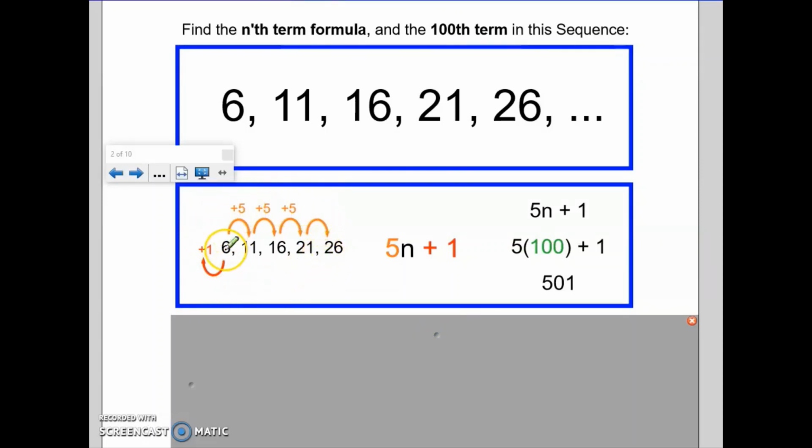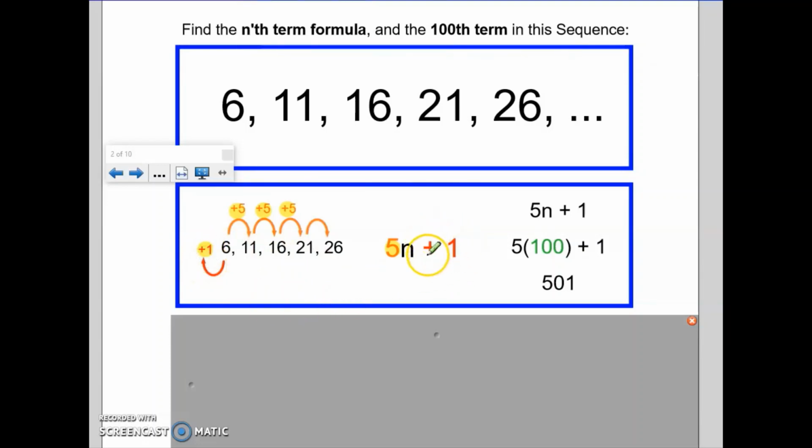In order to find my nth term formula, I work out what the sequence is going up or down in. This sequence is going up in 5s each time, so I place a 5 in front of the n. Then I go to my first term and I subtract 5, which is why I've landed on positive 1.